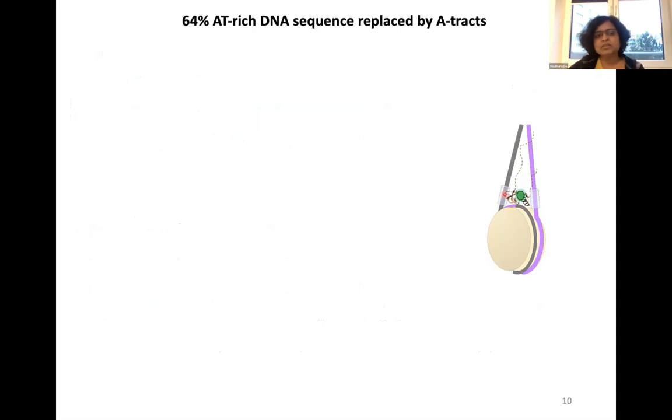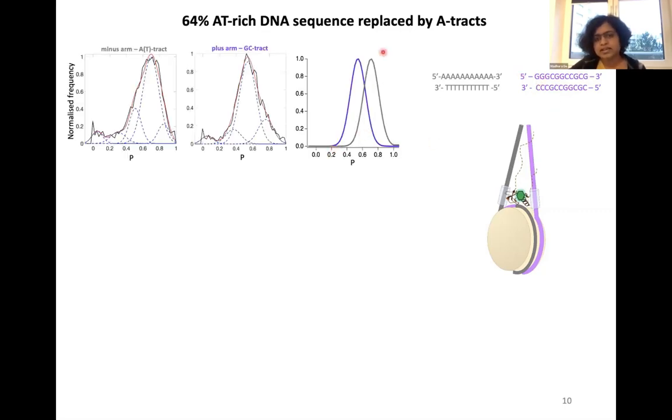What happens when I replace this 64% AT-rich DNA with an A tract that is purely adenines on one strand and thymines on the other? Here, as you see, this gray flank has this A tract, and the purple flank is left intact, so the purple flank is GC rich. Now, it exhibits higher FRET with the A tract and lower FRET with the GC rich flank.